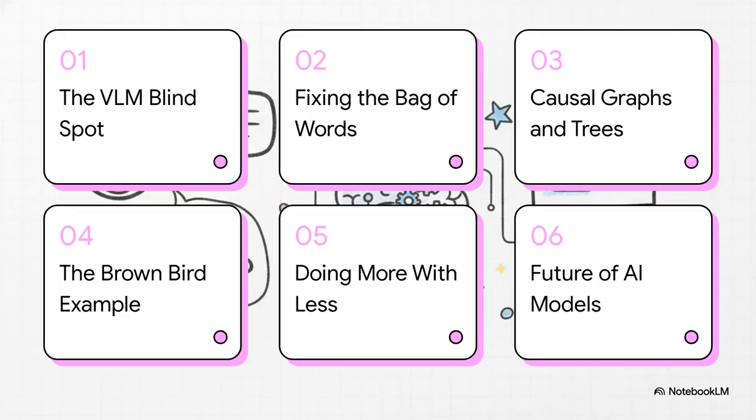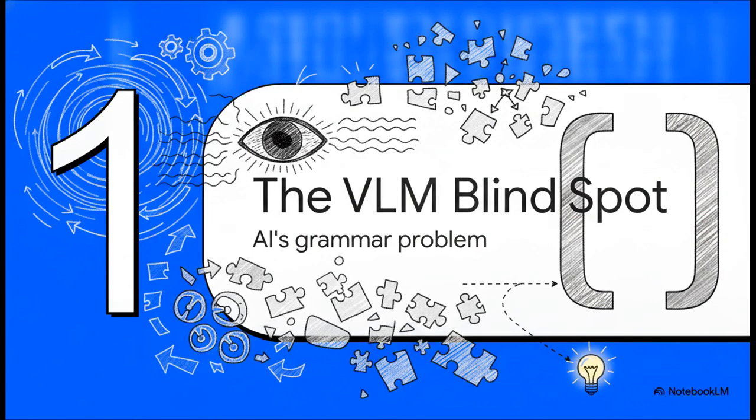To see how researchers actually fixed this by teaching AI the rules of human grammar, we'll follow this quick roadmap. First, the VLM blind spot, then fixing the bag of words, diving into causal graphs and trees, checking out the brown bird example, doing more with less, and finally, the future of vision language AI. Okay, starting with part 1, the VLM blind spot, AI's grammar problem.